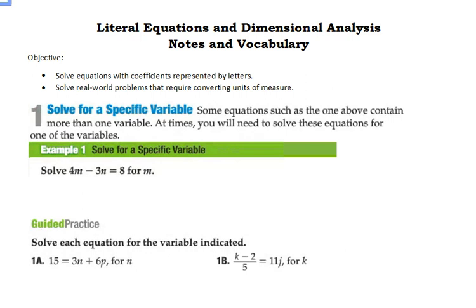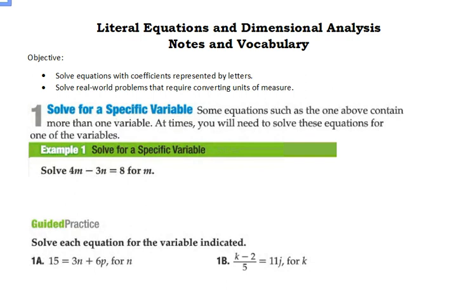Okay, the objective for this section is to solve equations with coefficients represented by letters. So again, that's the literal equation part, where we're actually going to have answers with variables in them. We're also going to solve real-world problems that require converting units of measure, like we did on that last problem. Okay, so solve for a specific variable. Some equations, such as the ones that we dealt with, contain more than one variable, because we dealt with G, gas, A, amount, and then P as in people. At times, you will need to solve these equations for just one of those variables.